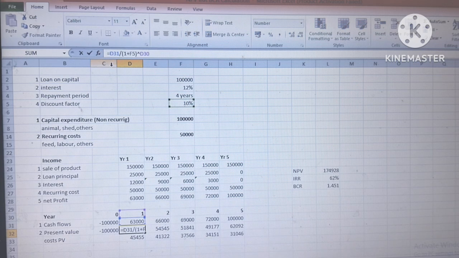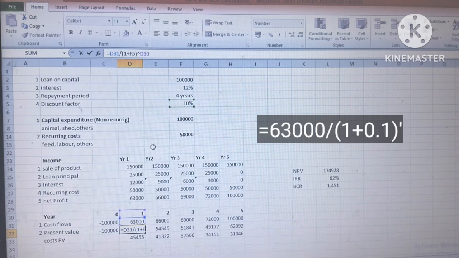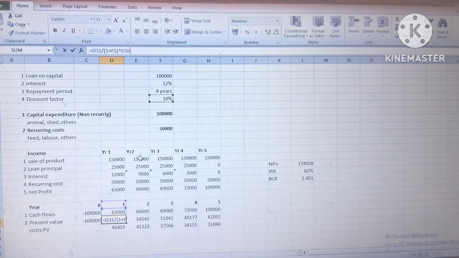So we have to mention the equals to symbol and then take the cash flow of that particular year and divide it with 1 plus the discount factor, that is 10%, and power it to the number of years. So in the denominator, it is multiplied by the number of years. Look at the trend that is going on in each cell so that you can understand it yourself.